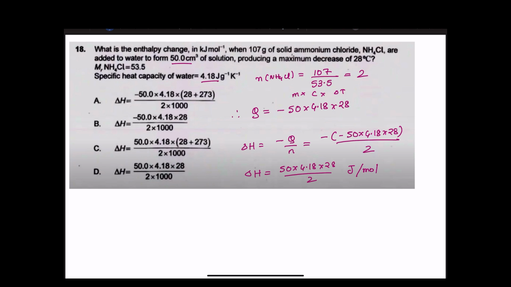But I need the answer in kilojoules per mole as stated in the question. So joules to kilojoules, I have to divide it by 1000. So 2 times 1000. Unit will be kilojoules per mole. And from this, I can say the answer would be option D.